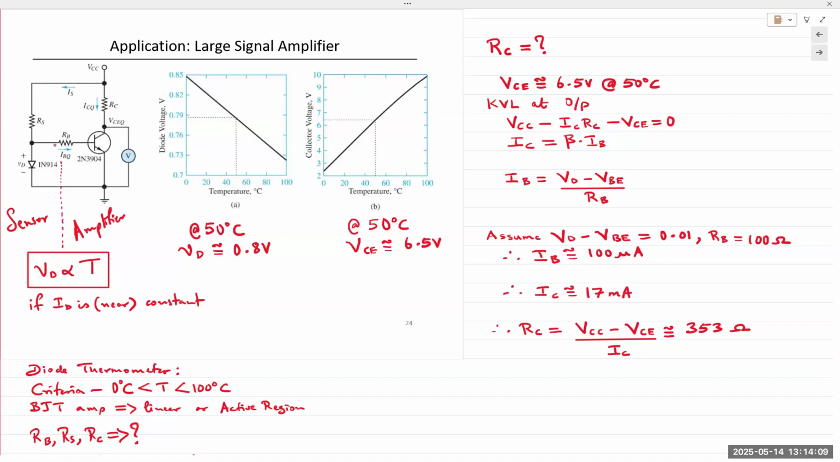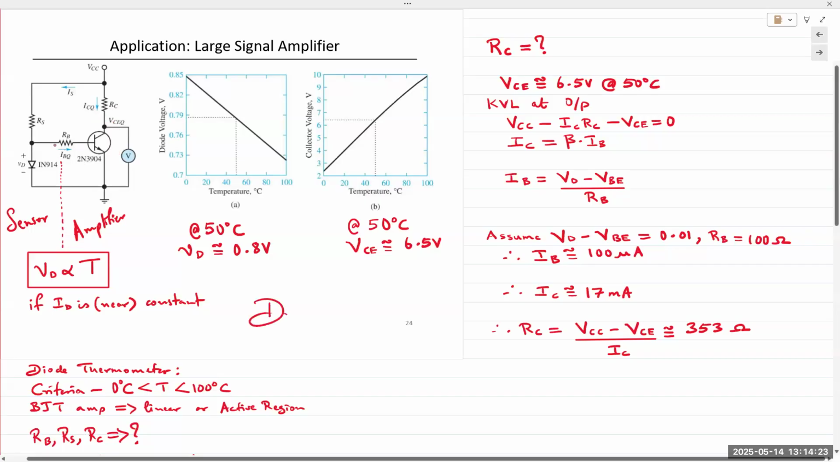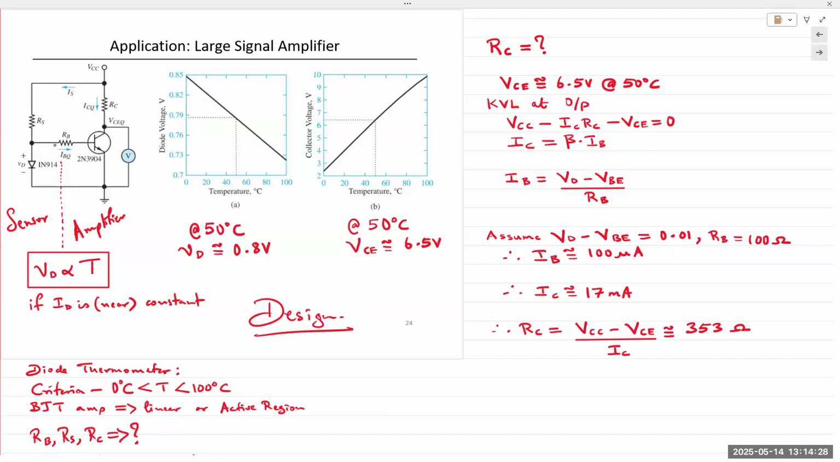So we connect a BJT at the output of the diode to amplify the signal that is coming from the diode. Okay, so this example is basically about designing an appropriate BJT amplifier to amplify the diode signal or the diode current that's coming through.